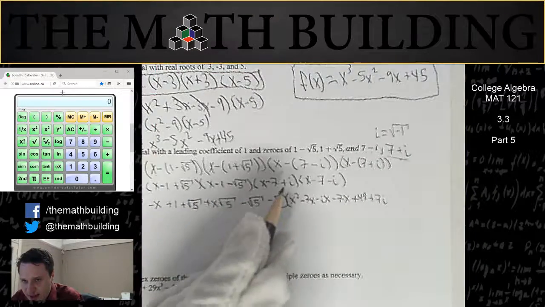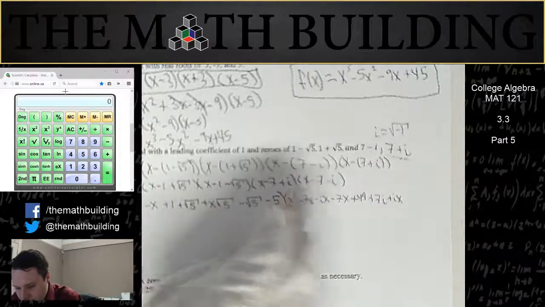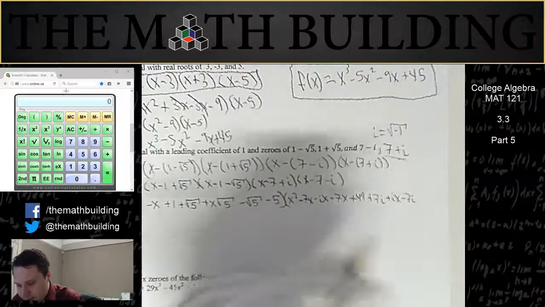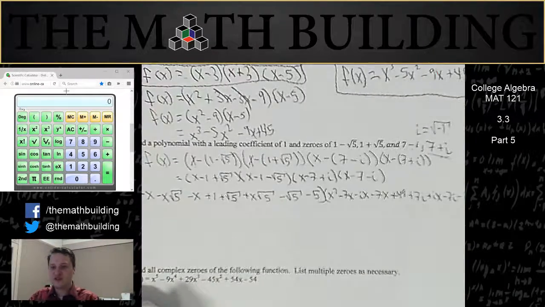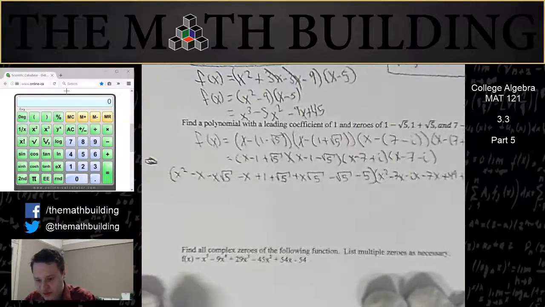And now let's do the i. I times x is ix. I times negative 7 is negative 7i. I times negative i is negative i squared. All right, something really special is going to happen with the canceling of this as well. So let's simplify this a bit.